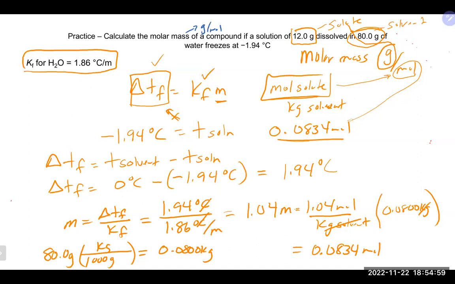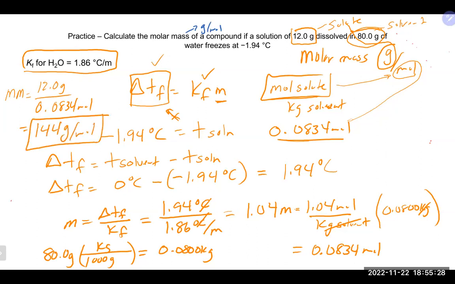So what's left is to actually calculate the molar mass. So the molar mass here would be the grams that was given to us, 12 grams of our solute, divided by the moles of our solute, 0.0834 moles. And that will get us 12 divided by the answer, about 144 grams per mole would be the molar mass of our compound there in the solution.